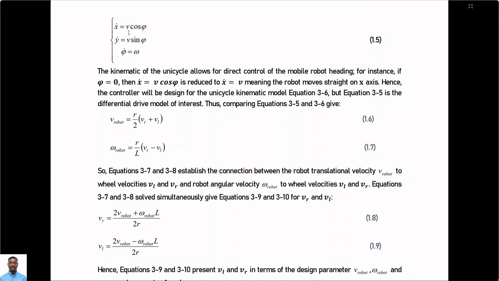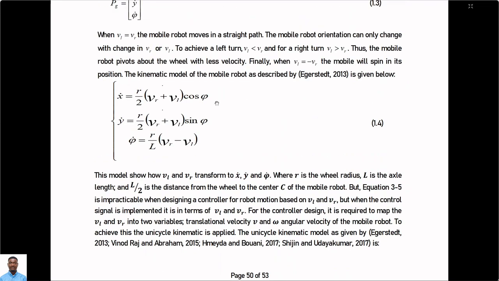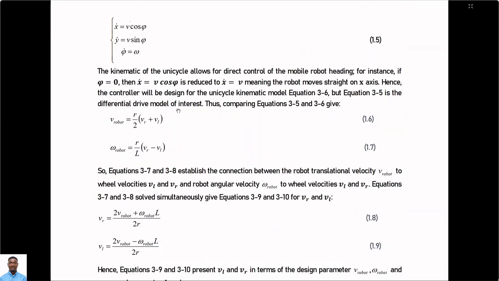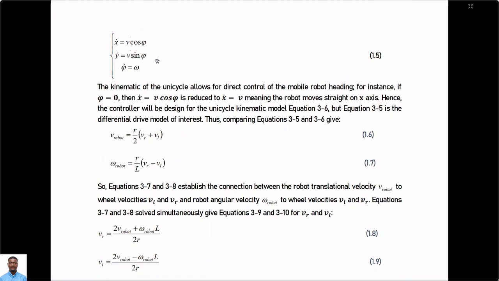However, for a differential drive, the velocity of the robot is the average of the velocities of the right and left wheels. That's why you have R over 2 for the velocity in the X and Y axes, because for a differential drive, the wheels on the right and left are driven by different DC motors. So to get the velocity of the robot itself, you have to take the average velocity of the two actuating wheels. But a unicycle has only one wheel, and the velocity of that wheel is the velocity of the robot itself. So that's what you have here.